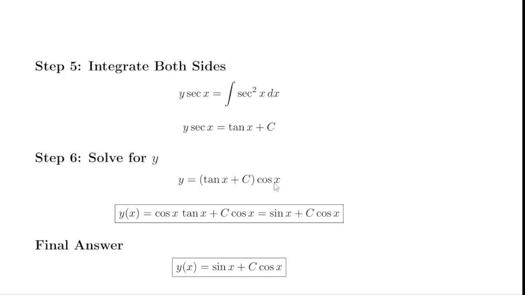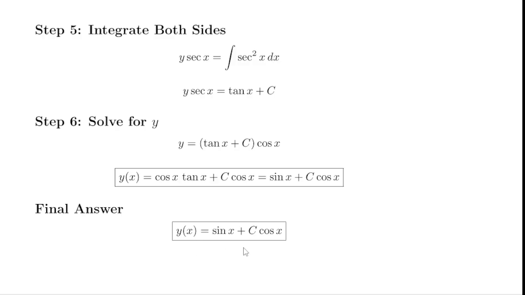or if you distribute the cosine, you get cosine x tangent x plus c cosine x. The cosine x times tangent x, the cosines are going to cancel, and you're left with sine x plus c cosine x. And so that's going to be your final answer.